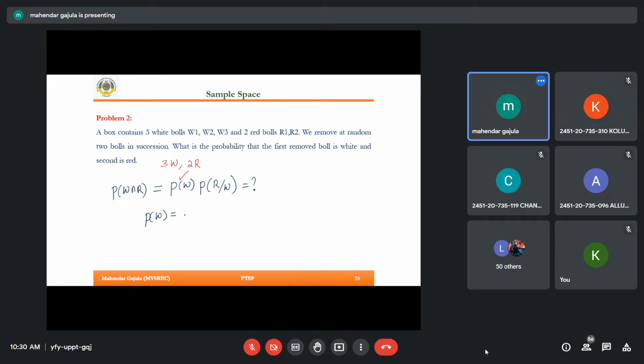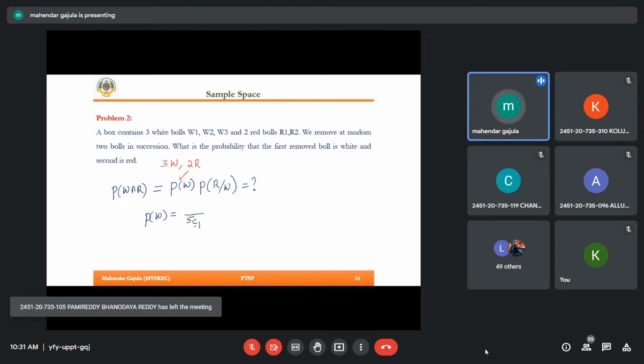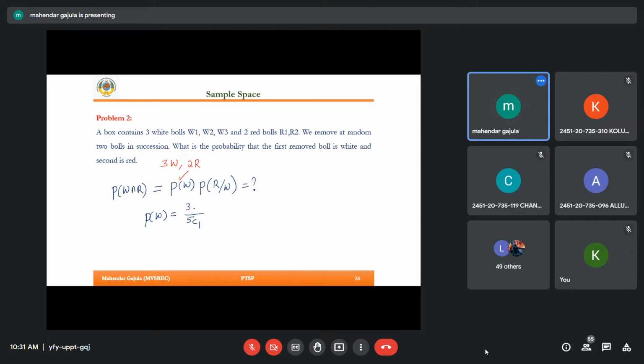Now we are going to draw only one ball at a time. Correct? In succession means one after the other. There are 5 balls in the box. Out of 5 we are going to draw only one ball, 5C1, right? How many are favorable? 3 white balls are there, and we remove only one white ball. 5C1 is the total number of possibilities.